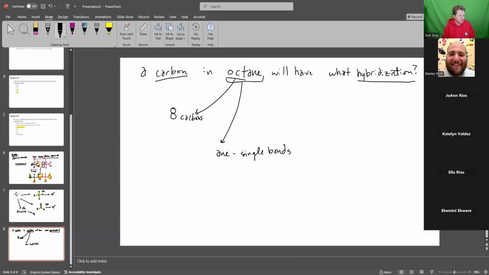Now, it might be helpful to try to visualize that molecule or try to draw it out. 1, 2, 3, 4, 5, 6, 7, and 8. I got a bunch of hydrogens on here. I'll pause right here. What's the hybridization of this carbon that I've just highlighted? I'm going to complete the molecule. You go ahead and add to the chat what you think the hybridization of that highlighted carbon is. How many things is it bound to?